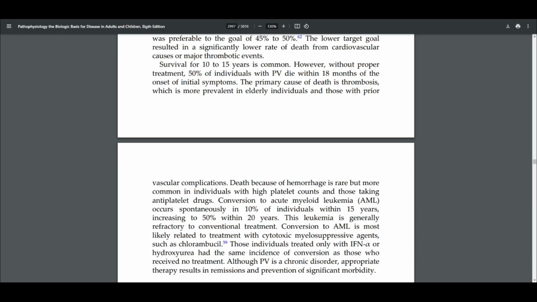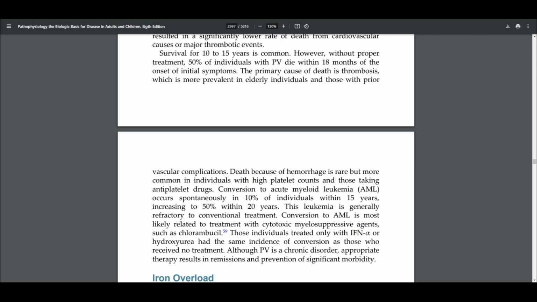Survival for 10 to 15 years is usually common. However, without proper treatment, 50% of individuals with PV die within 18 months of the onset of initial symptoms. The primary cause is thrombosis, which is more prevalent in elderly individuals and those with prior vascular complication. Death because of a hemorrhage is rare, but more common in individuals with high platelet counts and those taking antiplatelet drugs.